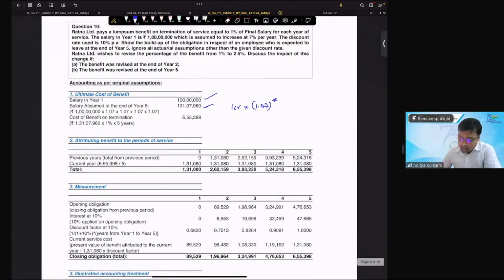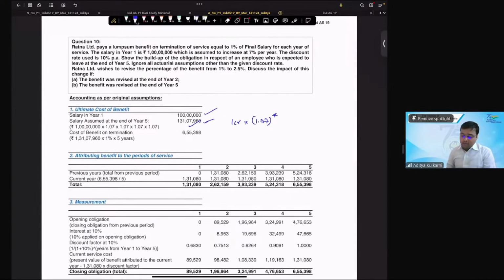And so that comes to 1.31 crores, 1 crore 31 lakh 7,960. So what is the cost of benefit on termination? 1% of final salary for each year of service. So this employee is supposed to leave in 5 years. So 131,07,960 into 1% into 5 years, 6,55,398. So far, are we okay with the calculation?